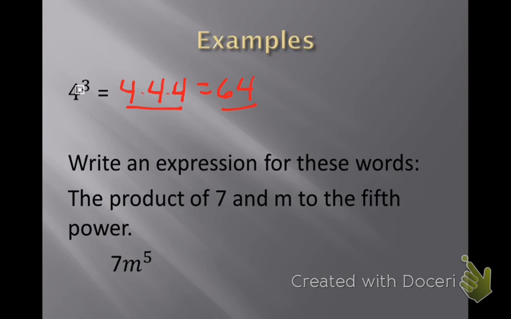But write an expression for these words. Product, that means we're going to multiply. 7 and then m to the fifth power. So there it is. Usually we don't use the x for times anymore, and I usually don't even put a dot in between numbers and variables. So that would be the product of 7 and m to the fifth power.